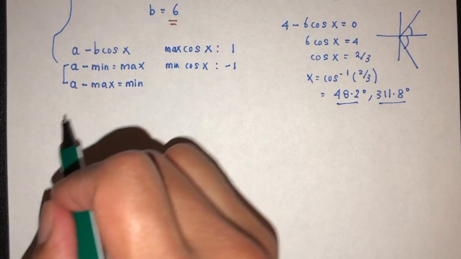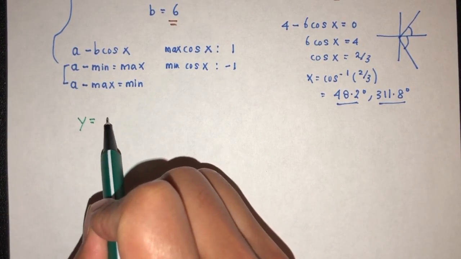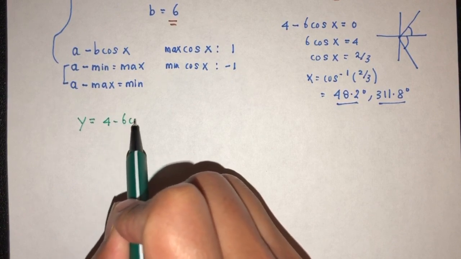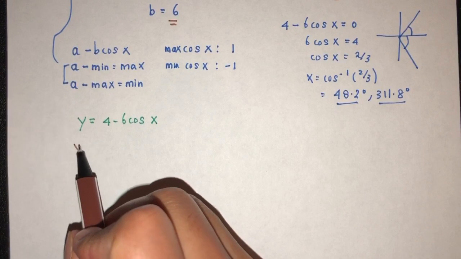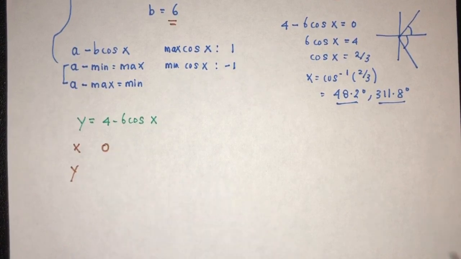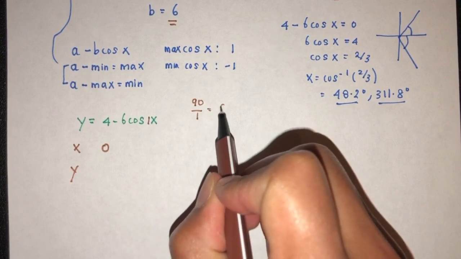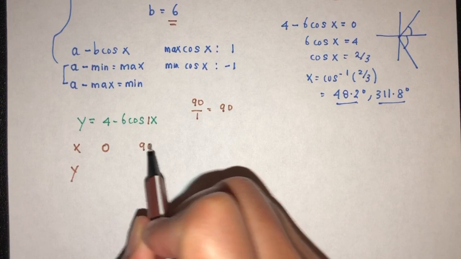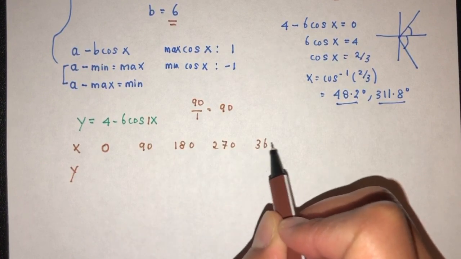Pretty easy. As always, we would go back to making a table of values. y equal to f of x is 4 minus 6 cos x. That will be my x values and my y values. I'll begin with 0. And the interval here will be 90, because here we have 1. 90 divided by 1, that will be 90. So here we have 90, 180, 270, and 360.